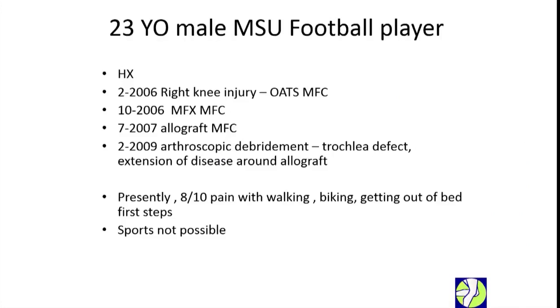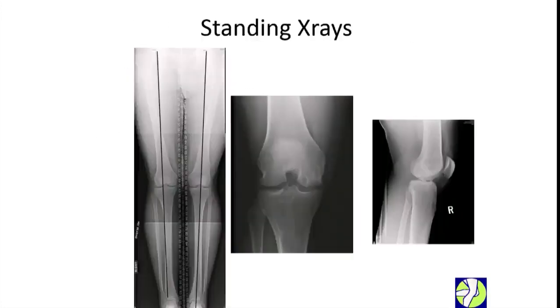Here's a 23-year-old male, Michigan State University Division I football player. He'd had a previous OATs and microfracture in 2006. He then had a repeat microfracture later that year, and then an allograft to his medial femoral condyle in 2007. In 2009, he still was not able to return back to play football. He came to me for another opinion, and his presentation was 8 out of 10 pain. He had a hard time getting out of bed. Sports were not possible, and he was hooked on Percocets.